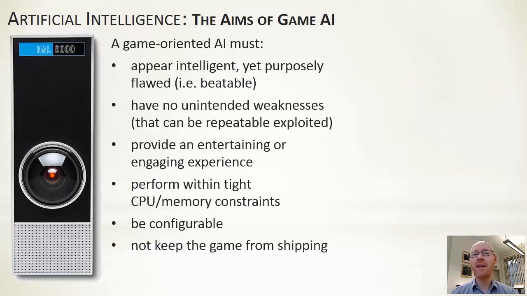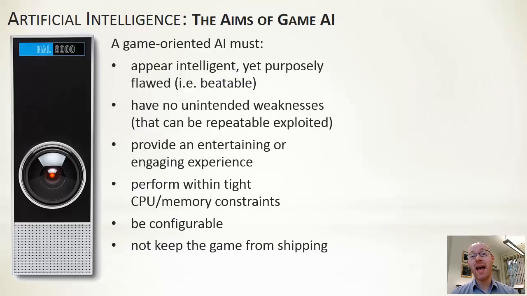For a game AI, it's important it has no unintended weaknesses, and here we're thinking about a particular strategy or approach that the player can take or adopt, and if they routinely take that position, then they'll always win or always exploit a weakness in the AI. It's a game. Games are there to entertain us, to engage us, so we want our artificial intelligence within our game entities very much to provide entertainment and engagement.